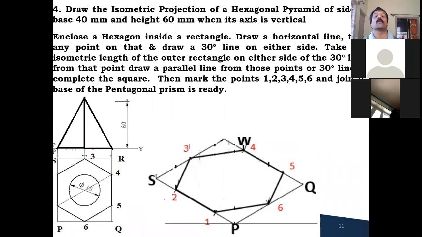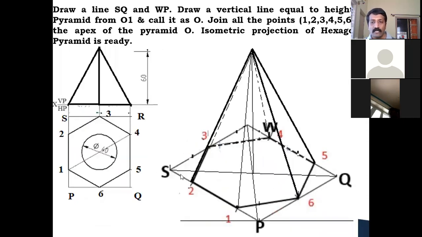Base is ready now. So how to find out the center of the base? Now you join the diagonals SQ and PR. These two you have to join and find out the center like this. See, SQ and PR you can join, and wherever they meet, that is the center of the base of your pyramid. You can call it O1.